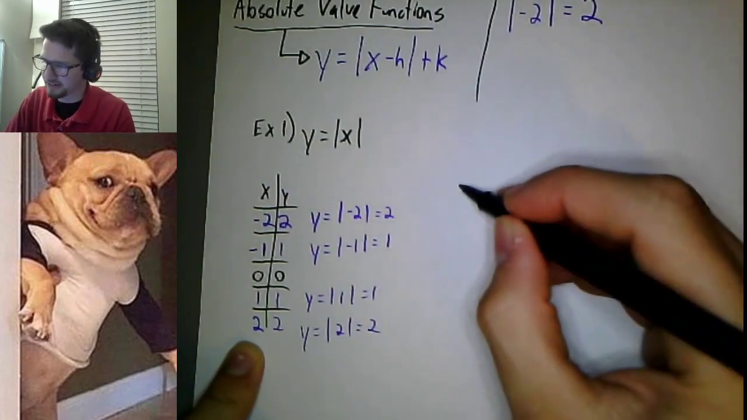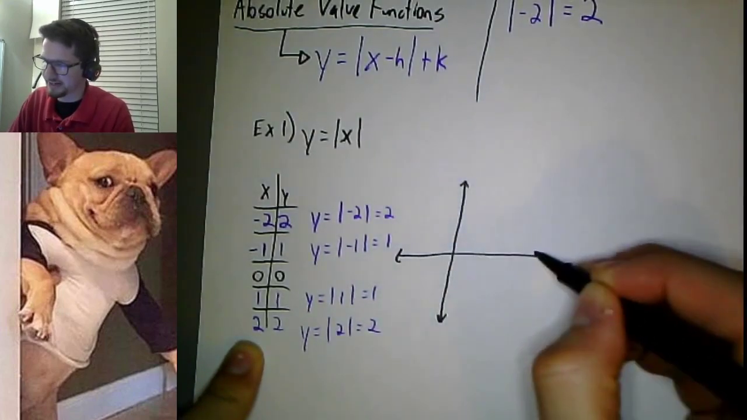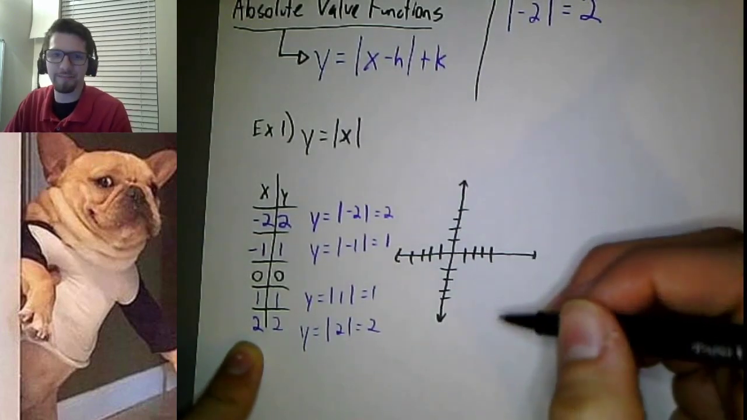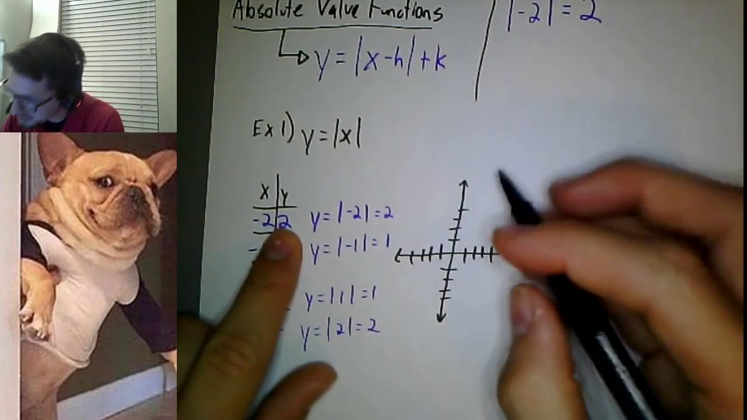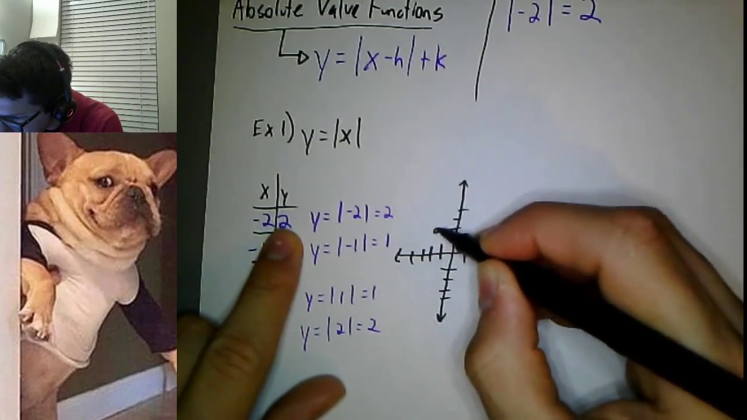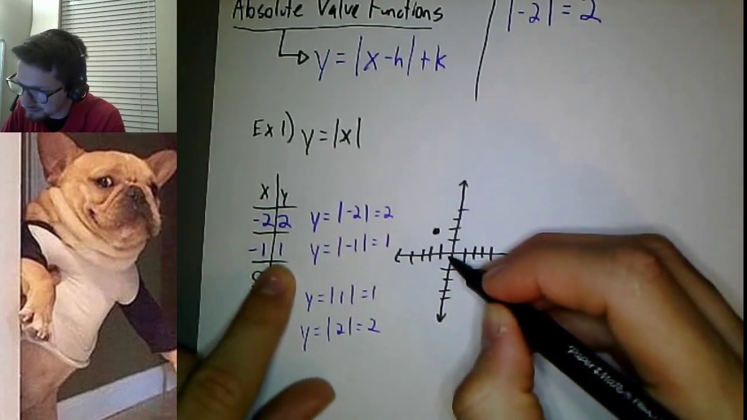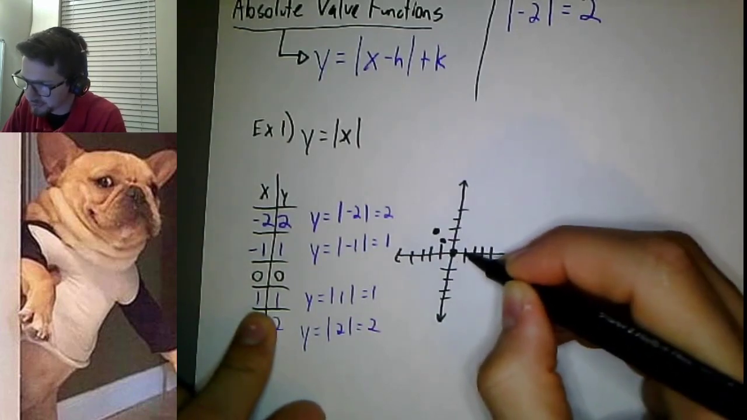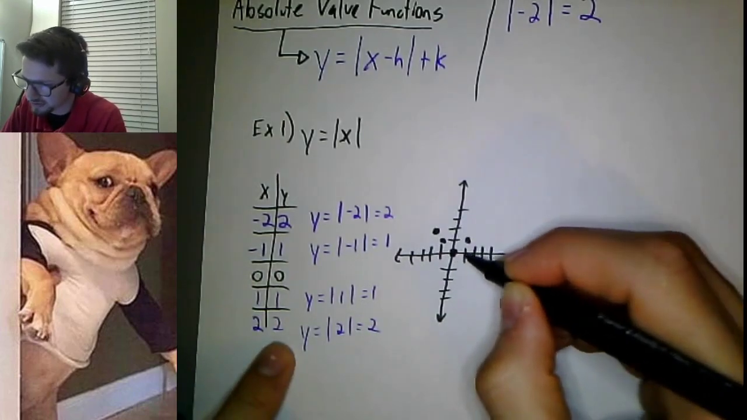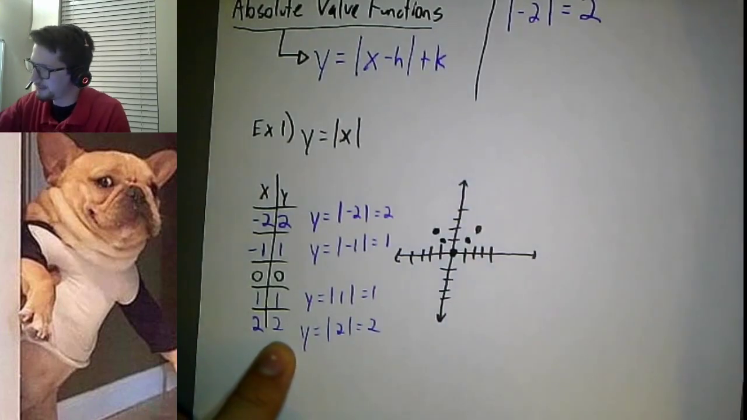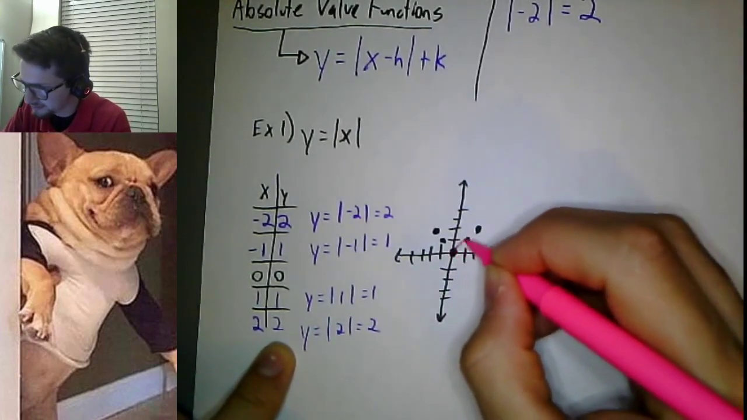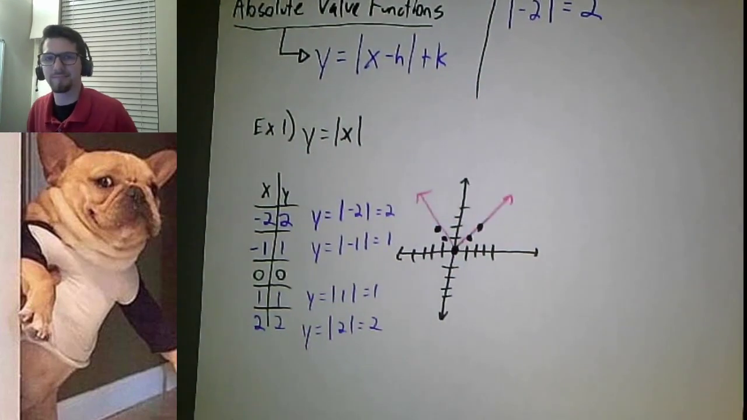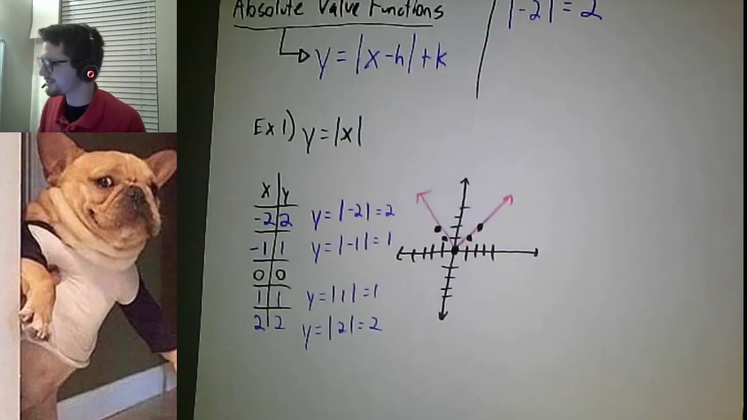So, what does this look like on a graph? Let's check it out. If I graph left 2, up 2, left 1, up 1, 0, 0, right 1, up 1, right 2, up 2, this creates a lovely V. Why does this create a V?